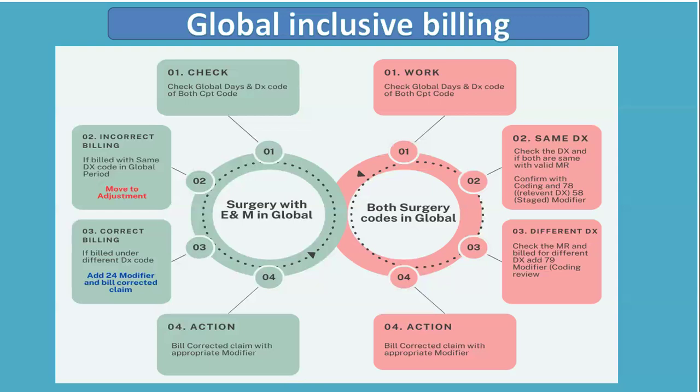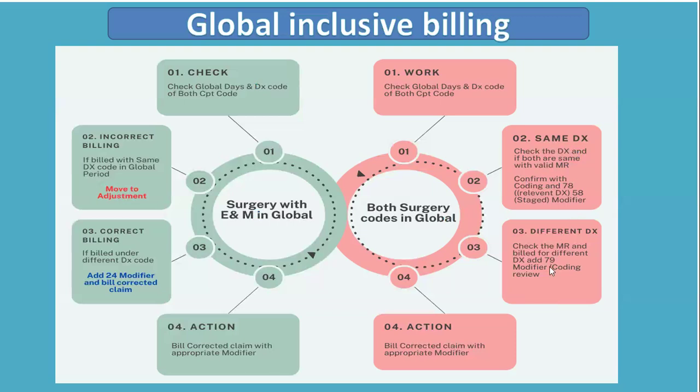When it is a different diagnosis, we'll take the same thing. Okay, the patient has a broken hand and he fell down again and his leg got broken. So he's coming back for surgery. In that scenario, you have to add the 79 modifier. So this is the one particular cycle you have to understand: within the global period, E&M can be billed with or without the same diagnosis. The same way, within the global period, two surgeries can be billed with or without the same diagnosis.